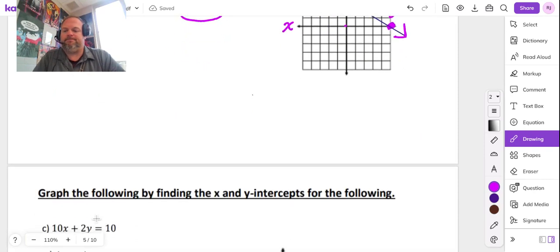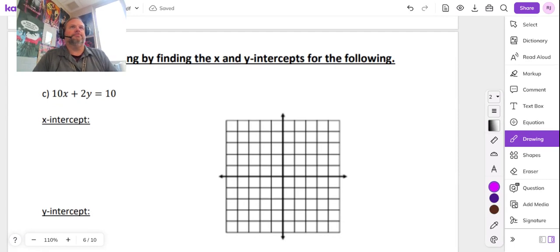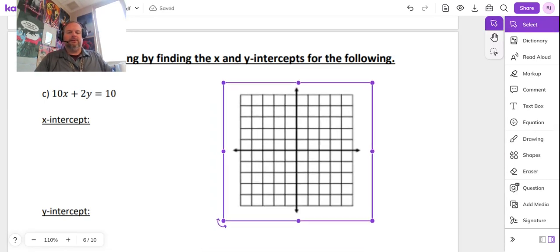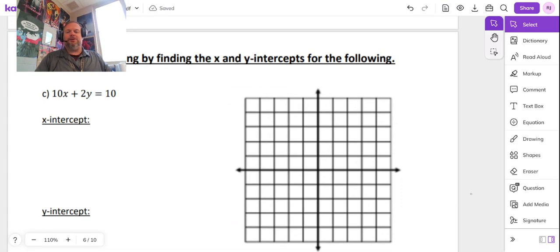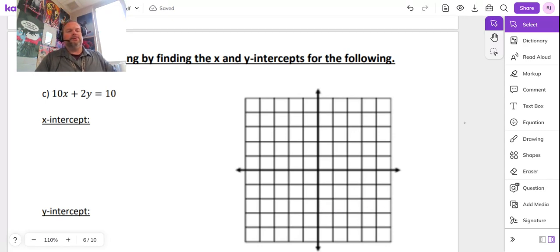All right. Number C. I know it's not a number. I just like saying that because it's funny. You'd be surprised how many people I have had in the past go, "What number is C?"